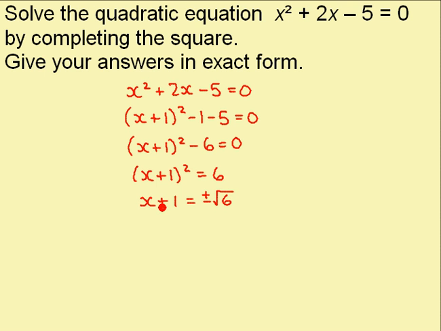At this stage now, I need to take away 1 from both sides, so I get x equals minus 1 plus or minus root 6. And I actually stop here because I have my two answers in exact form here, minus 1 plus root 6 and minus 1 minus root 6.